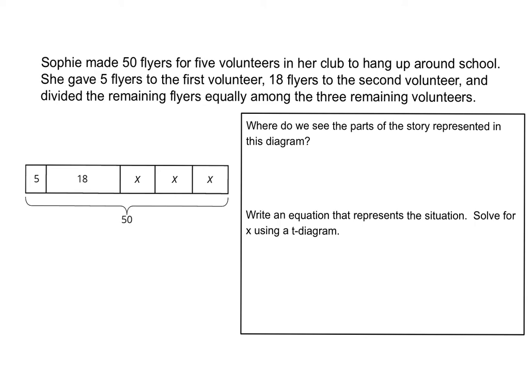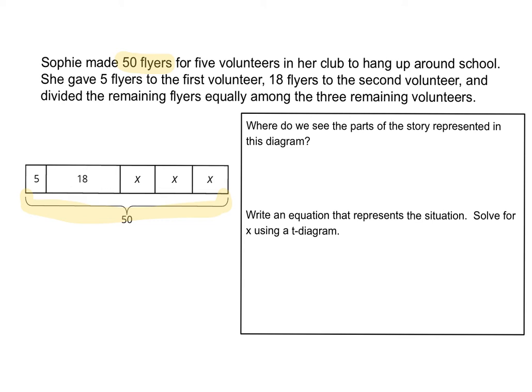So bust out your highlighters, and then I want you to color coordinate. Where do you see the parts of the story represented in this diagram? Let's start with 50. So 50 is our total. It's our total number of flyers that Sophie has.